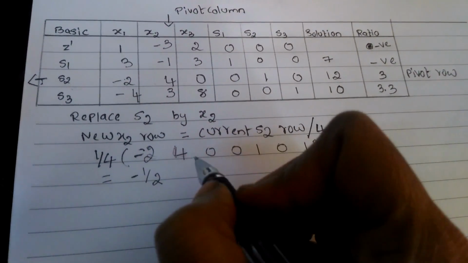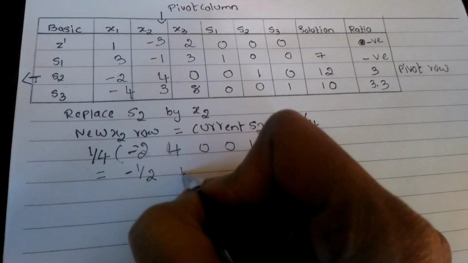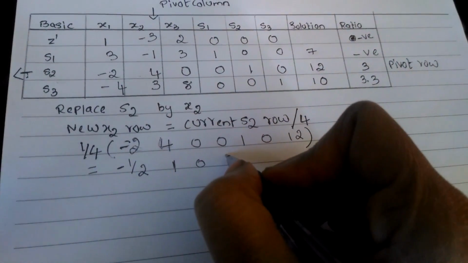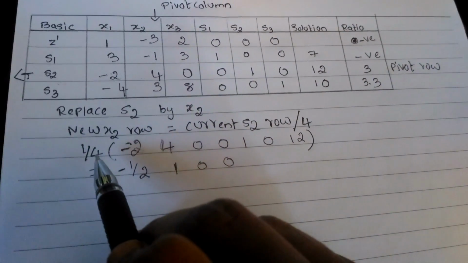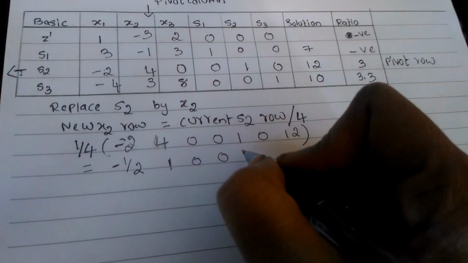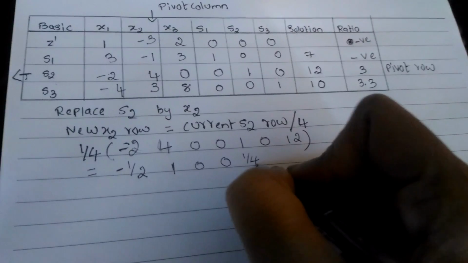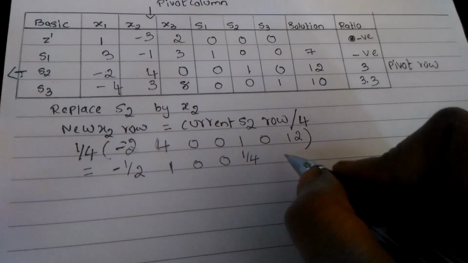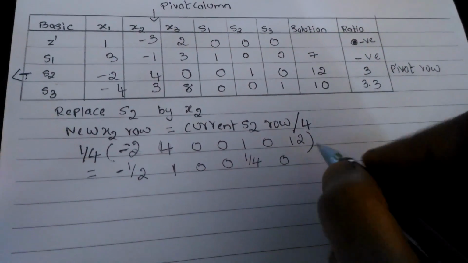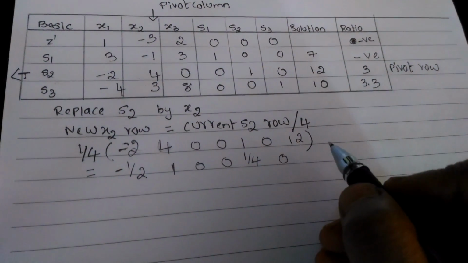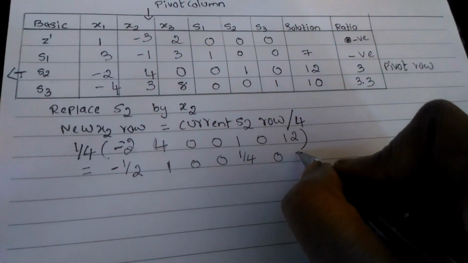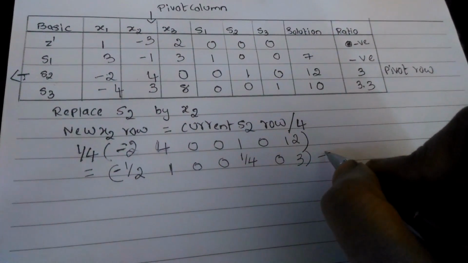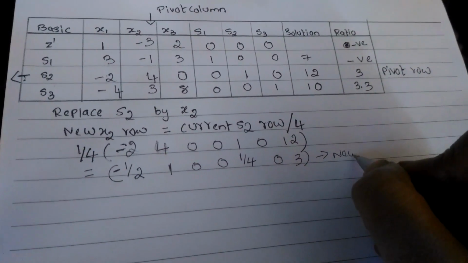1 divided by 4 multiplied by 4, the answer would be 1. Anything multiplied by 0 is 0. Anything multiplied by 0 is 0. And 1 divided by 4 multiplied by 1 will be 1 divided by 4. Anything multiplied by 1 will be the same number. And anything multiplied by 0 will be 0. And 1 divided by 4 multiplied by 12 will come up with 3. So these are the values of the new x2 row.